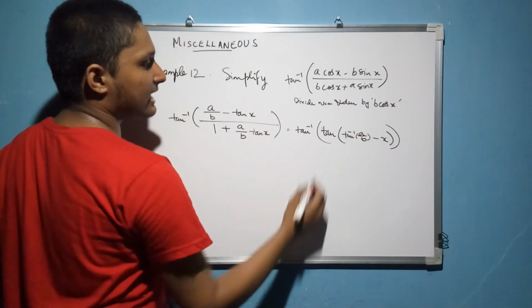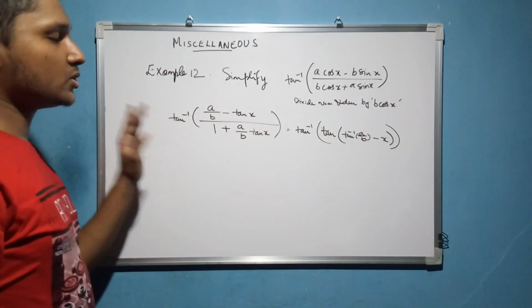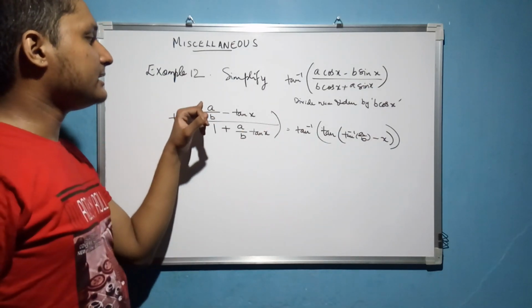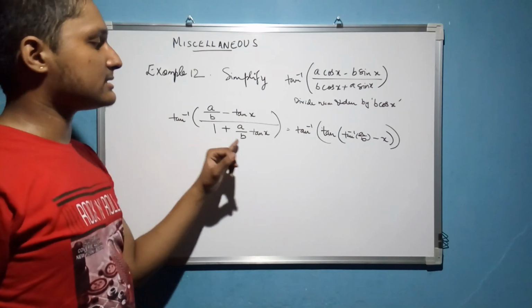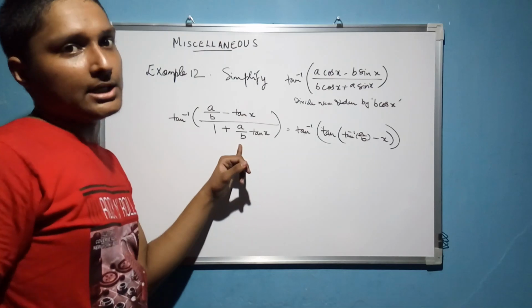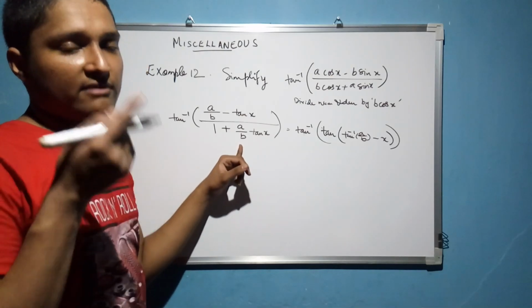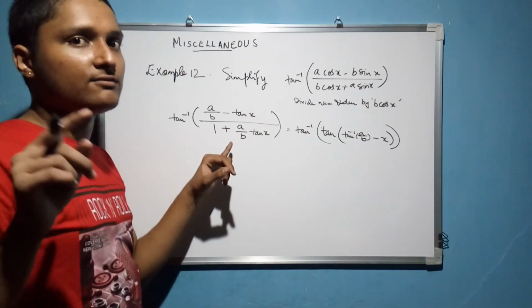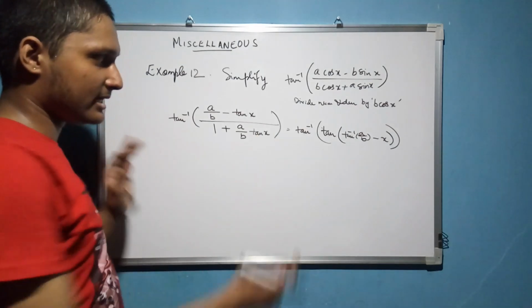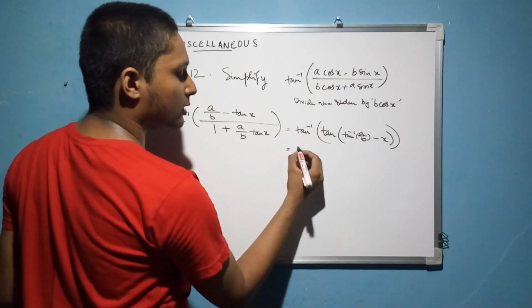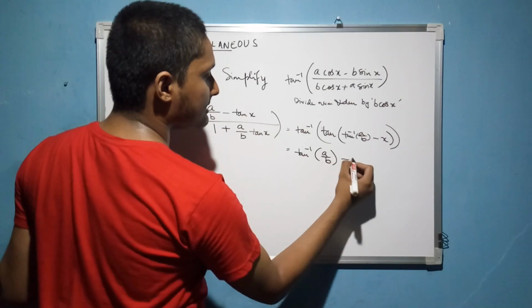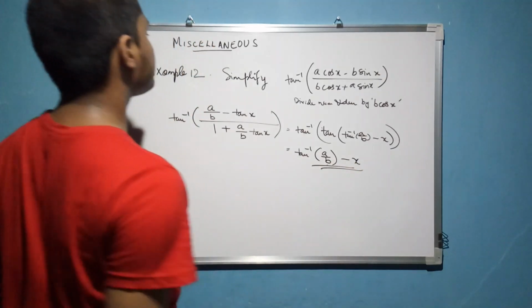Now this tan inverse and this tan inverse are going to cancel. So what is this? How did I take this tan inverse a by b? This is tan a minus tan b divided by 1 plus tan a tan b. That is the form I got. So I consider tan a to be a by b. Therefore that angle a comes to be tan inverse a by b. And the second part is directly x. So tan inverse and tan are going to get cancelled. So you have tan inverse of a by b minus x to be the answer.